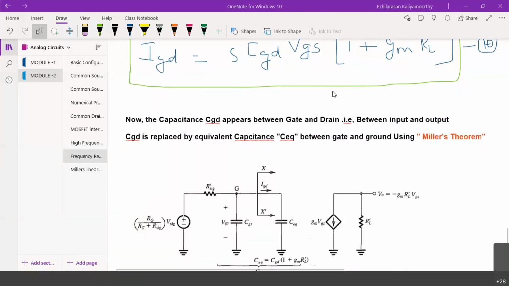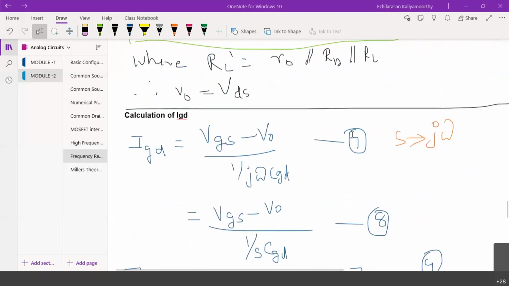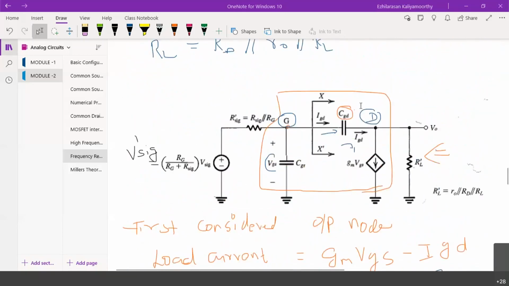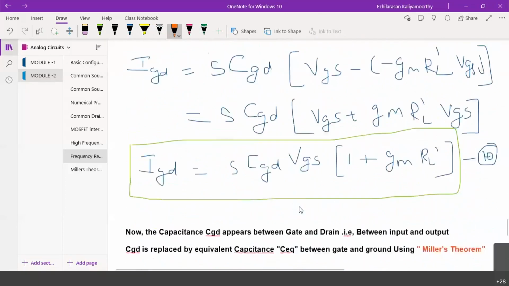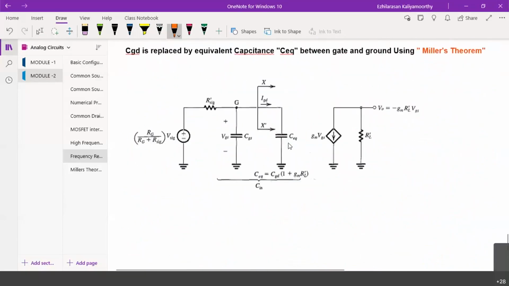Now you see, compared to the previous diagram that we showed earlier, this is the diagram. What we did is replace this CGD capacitance with the help of Miller's theorem, from gate to drain. The diagram is simple. This is C equivalent, connected here instead of between gate and drain.